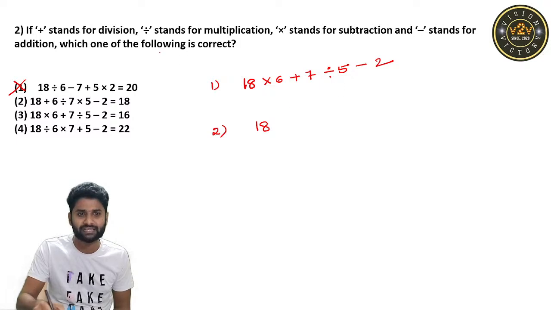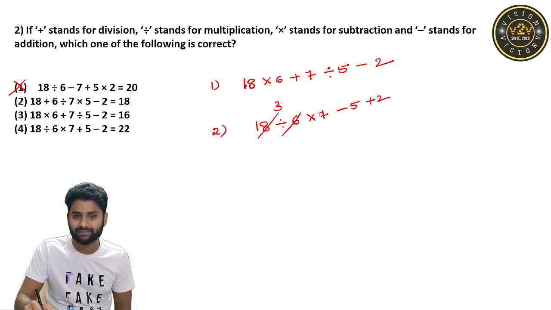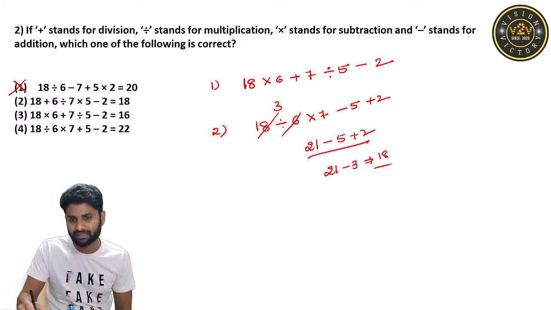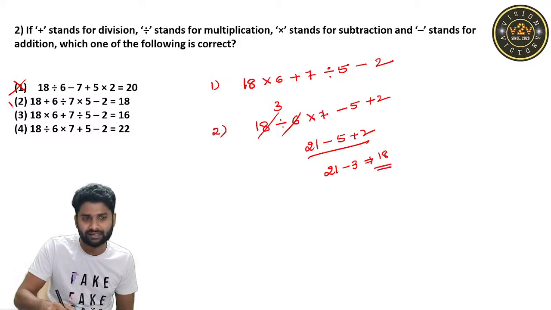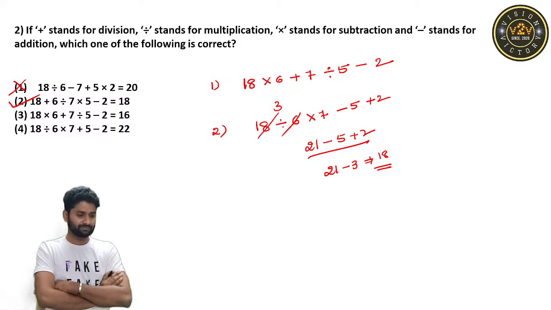18 again. According to the data, plus stands for division and division stands for multiplication. Next one, multiplication stands for subtraction and minus stands for addition. So let's go for this resultant whether it is 18 or not. So this is exactly 3 times. 7 into 3 is 21, minus 5 plus 2. If you go through that, 21 minus 3 is equal to 18. Yes, left hand side and right hand side resultant is the same. Then the expression exactly is the second equation.